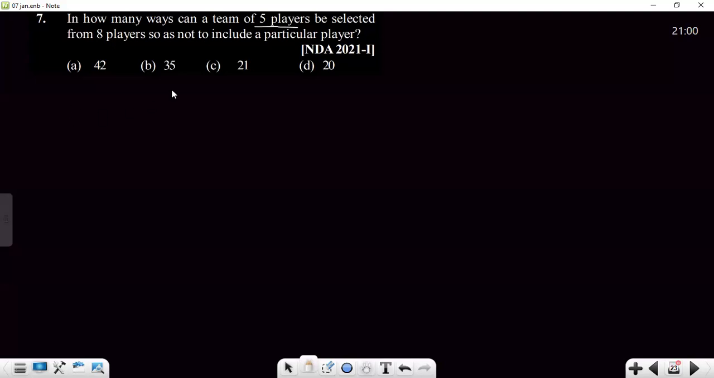In how many ways can a team of 5 players be selected out of 8 players so as to not include a particular player? So we have a total of 8 choices and we have to make a team of 5, and it is given that we do not have to consider a certain player. So our total number of choices now becomes 7. So out of 7 we have to select 5 players. Is that clear, everyone? It's not rocket science to understand, right? Yes, sir.